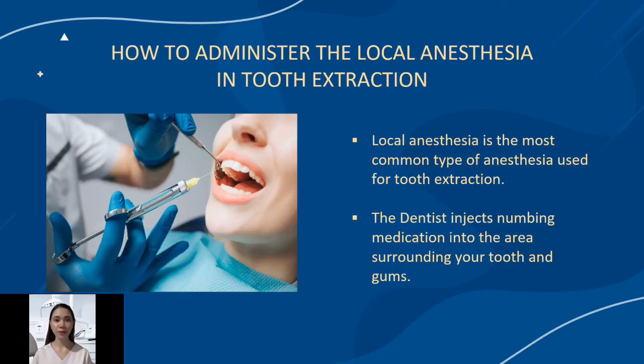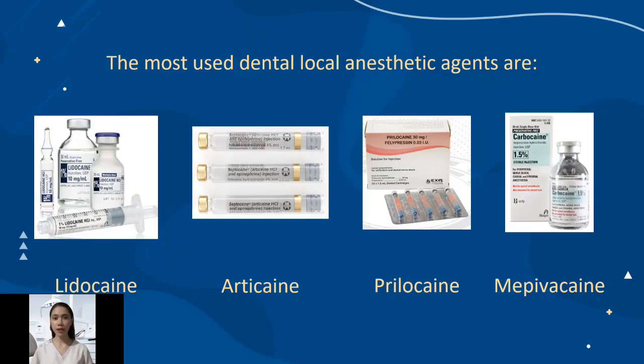Good morning, everyone. I am Marinella Duhan, and this time I'll be sharing how to administer local anesthesia in tooth extraction. There are three types of anesthesia that are commonly used: local anesthesia, sedation, and general anesthesia. But local anesthesia is the most common type used for extraction. These are the most used dental local anesthetic agents: lidocaine, articaine, prilocaine, and bupivacaine. But the most commonly used nowadays is lidocaine.